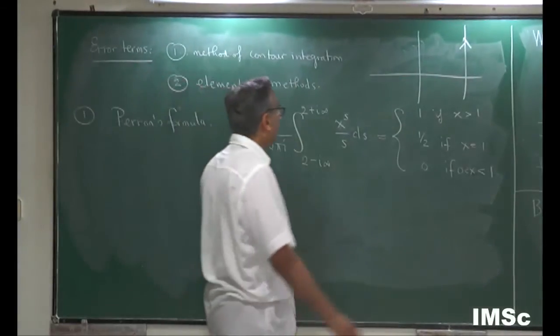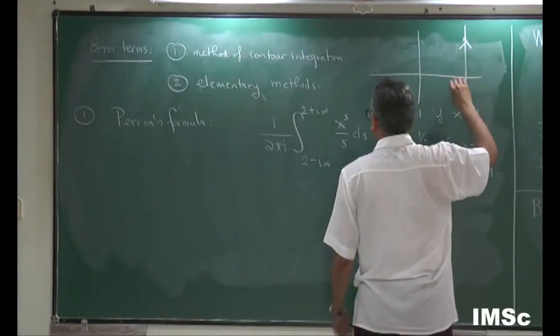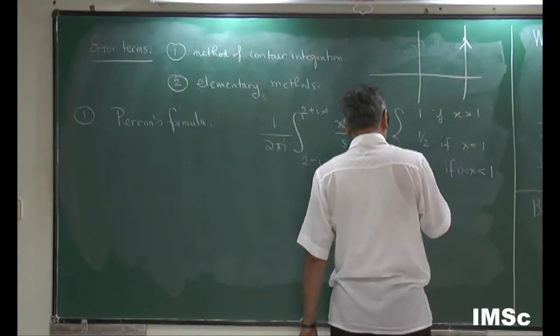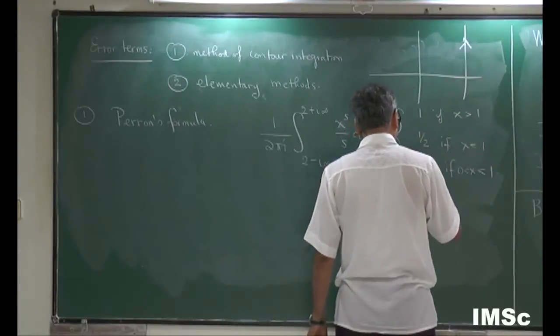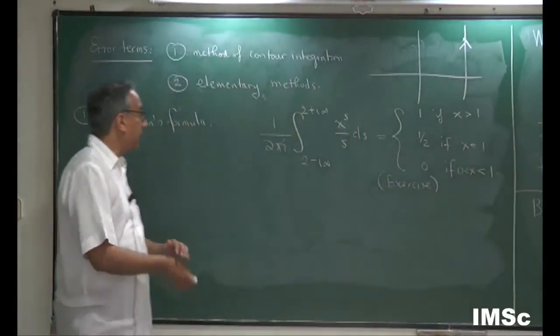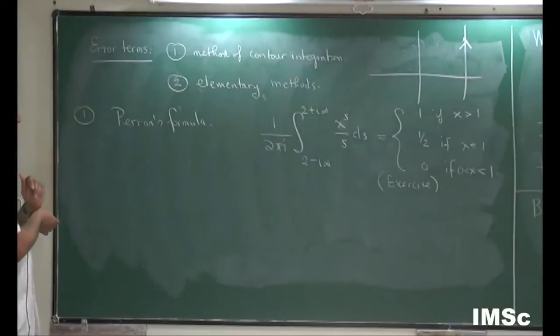So it's a simple exercise in contour integration. So what you do is, there's a singularity here. I'll leave this as an exercise. Singularity at s equals 0. So it's like a line integral. Perron discovered this. Now what's so great about this?